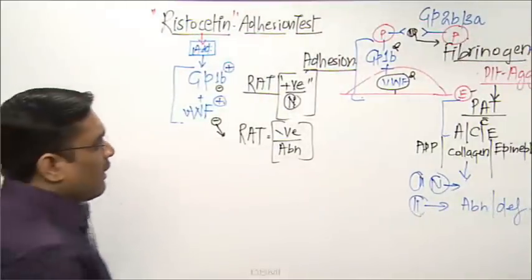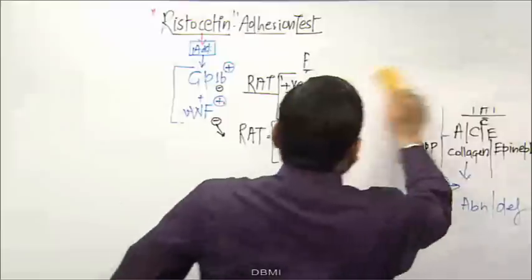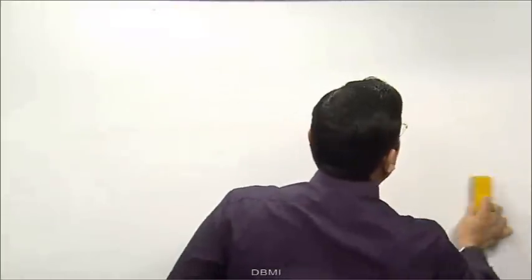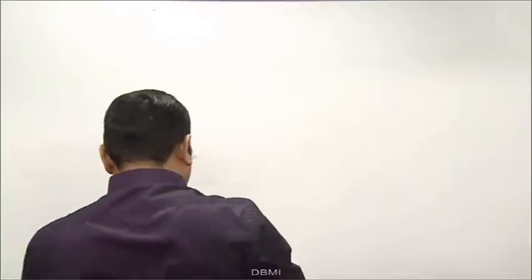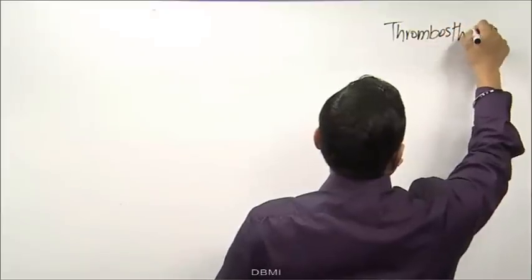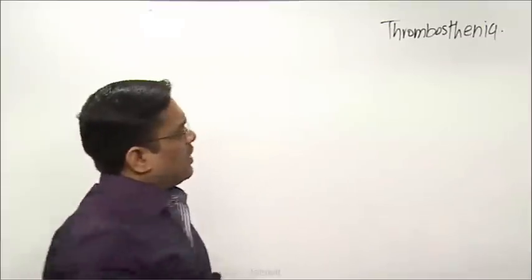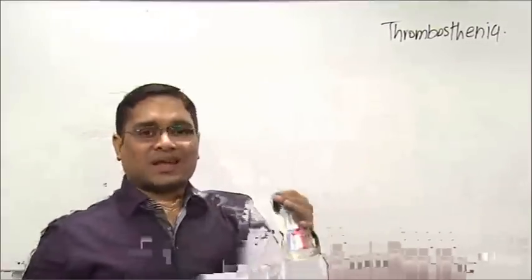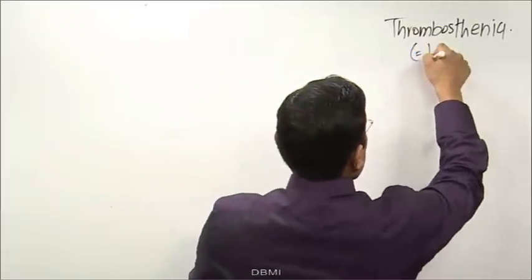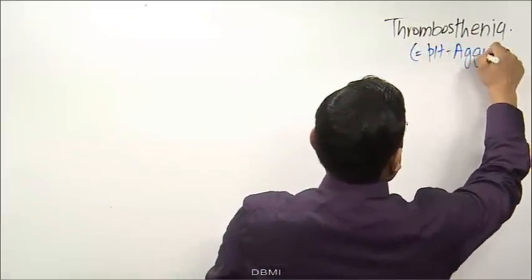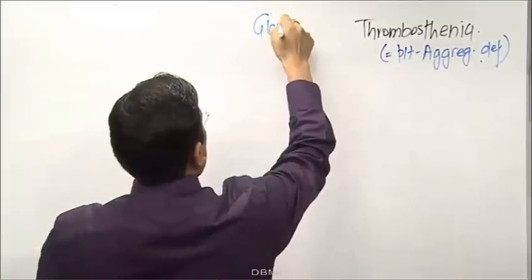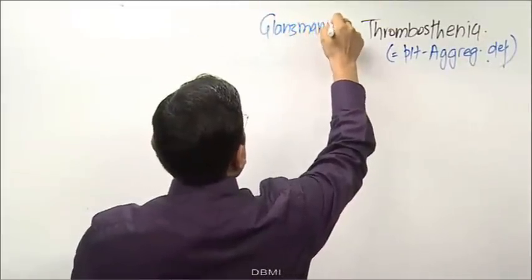What is thrombocythemia? All India 1996, and they have repeated this question in DNB exam previous year. What do you mean by thrombocythemia? Remember, thrombasthenia means platelet aggregation defect. And what is the name of this disorder? That is called Glanzmann's thrombasthenia.